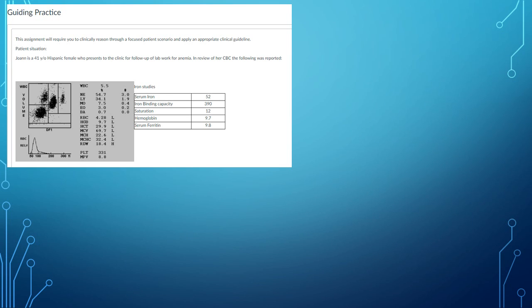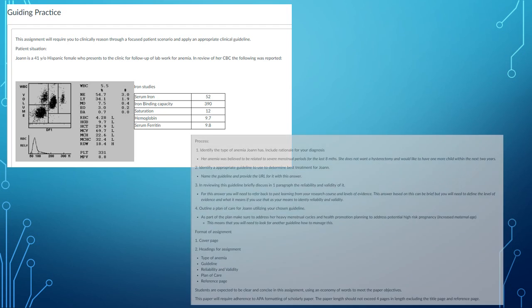Your third assignment this week is going to require you to critically reason through a patient's scenario, actually using a clinical guideline, hence the clearinghouse guideline link that you were given this week. So your patient this week is a 41-year-old Hispanic female who comes in for follow-up workup of anemia that we were doing. So what you have are your lab results. So you're going to have to interpret these lab results. And here are your instructions for this.